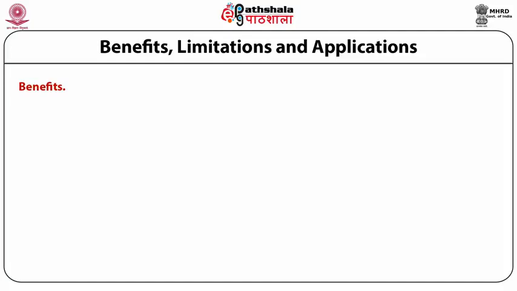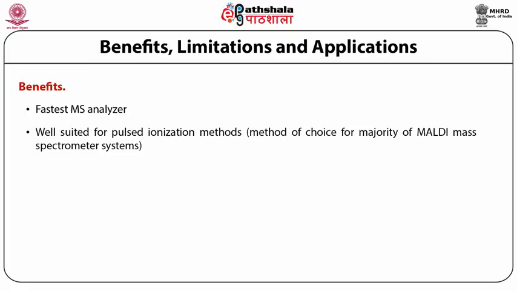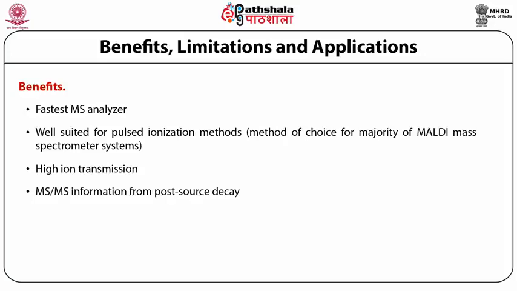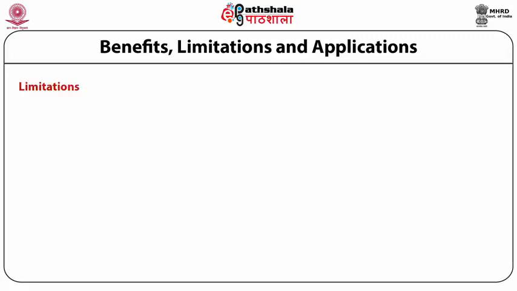The main benefit of this particular technique is that it is one of the fastest mass analyzers. It is well suited for pulsed ionization methods, that is, the method of choice for the majority of MALDI mass spectrometer systems, and that is why I told you that it is coupled to a MALDI ion source. High ion transmission is there. MSMS information from post source decay can be obtained very well, and it has the highest practical mass range of all MS analyzers.